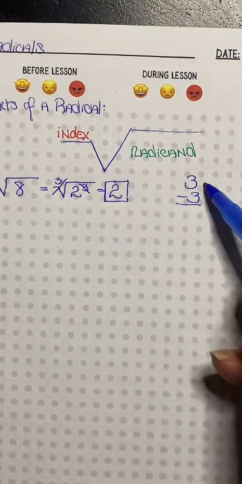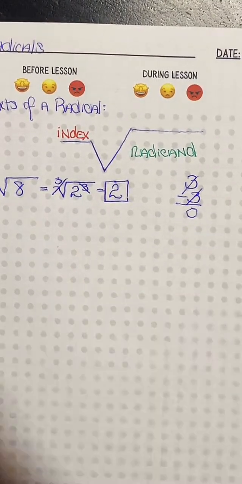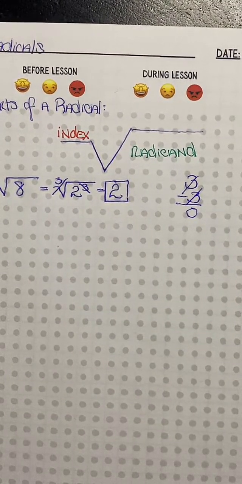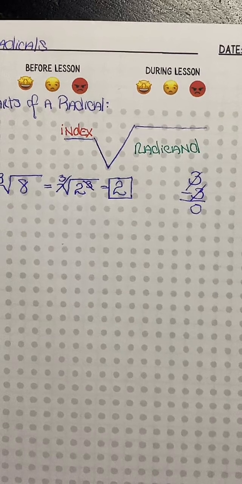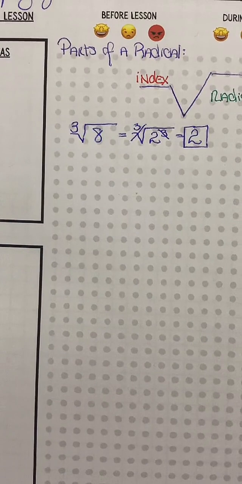Okay? So positive 3 and negative 3 will give us 0. Okay? So they're opposites. There you go. Okay. So now we're going to work on simplifying radicals.